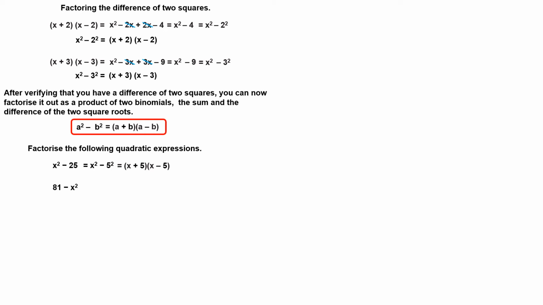The first term of the binomial is not written as a square, but we know 81 is 9 squared. The second term is a perfect square. Clearly, we have a difference of two squares because the sign between the two squared terms is subtraction. So we can factorize as we did above.